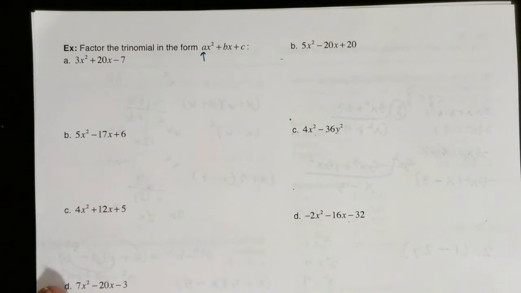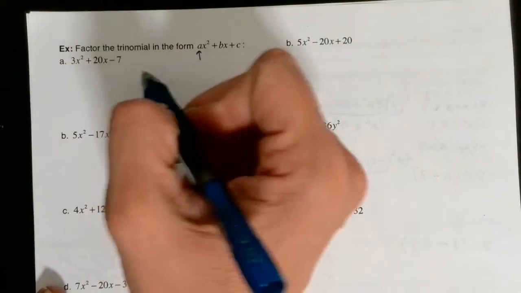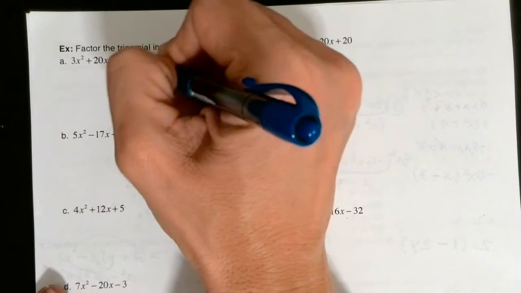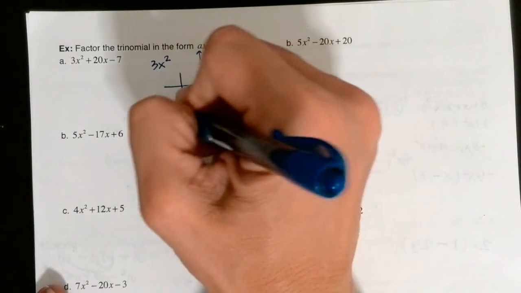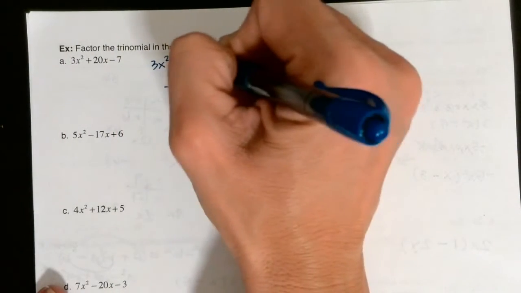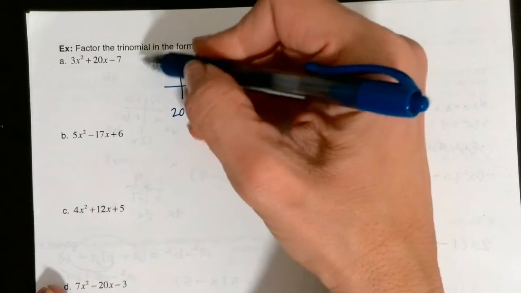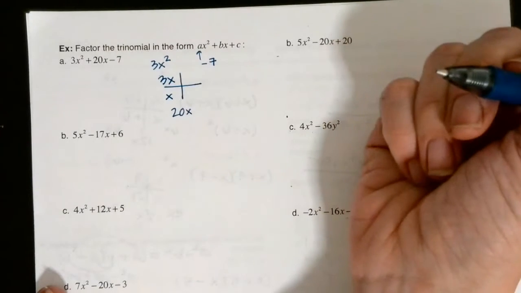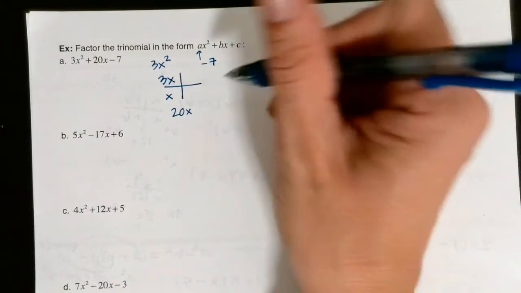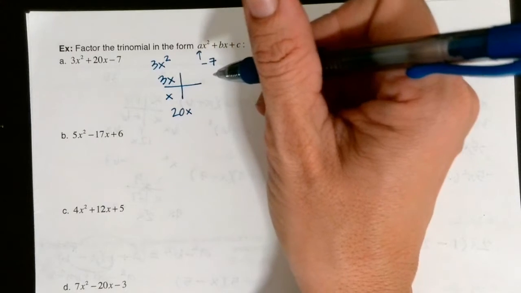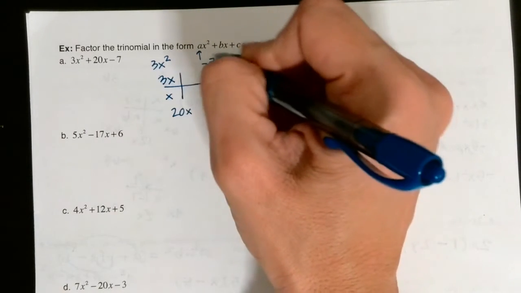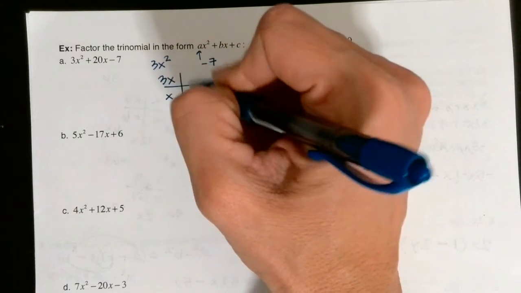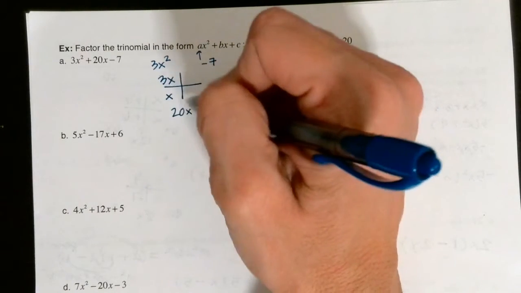So for this particular one, it's the same thing. Anytime it has 3 terms, you're going to t-chart. So let's set that up: 3x squared plus 20x minus 7. The only way we can make 3x squared is 3x and x, right? Then we figure out how to multiply to get negative 7, but when I cross multiply, I get positive 20.